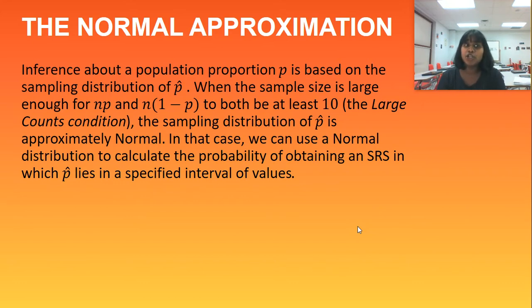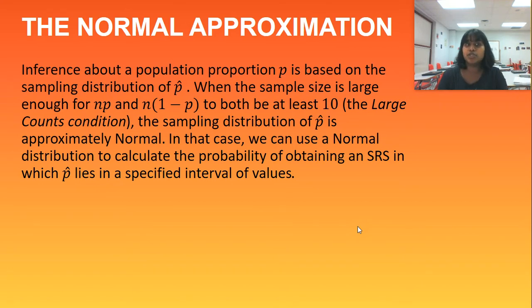When the sample size is large enough for the sample size times p and the sample size times the opposite of p, 1 minus p, to both be at least 10, so greater than or equal to 10, this is called the large counts condition or the large enough sample counts condition. I think they are interchangeable phrasings. In essence, the large counts condition means that you've got a large enough sample size that your sampling distribution of p-hat is approximately normal, or more than likely approximately normal. So that's the large counts condition.